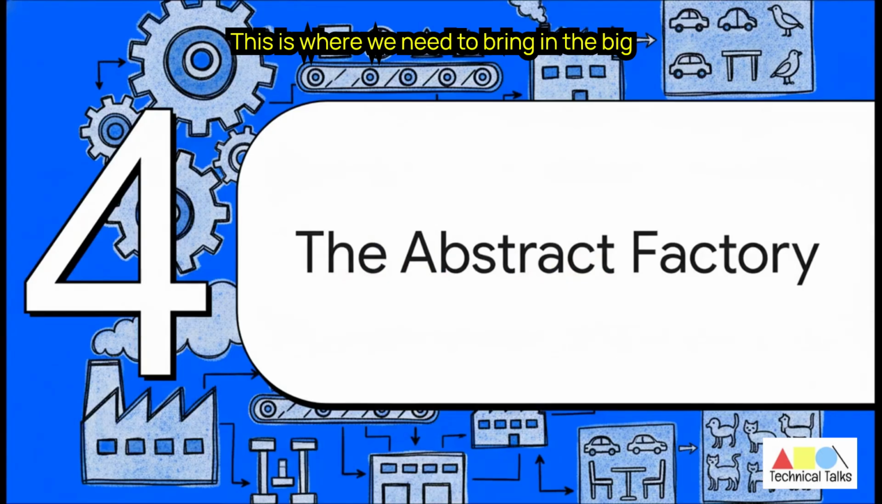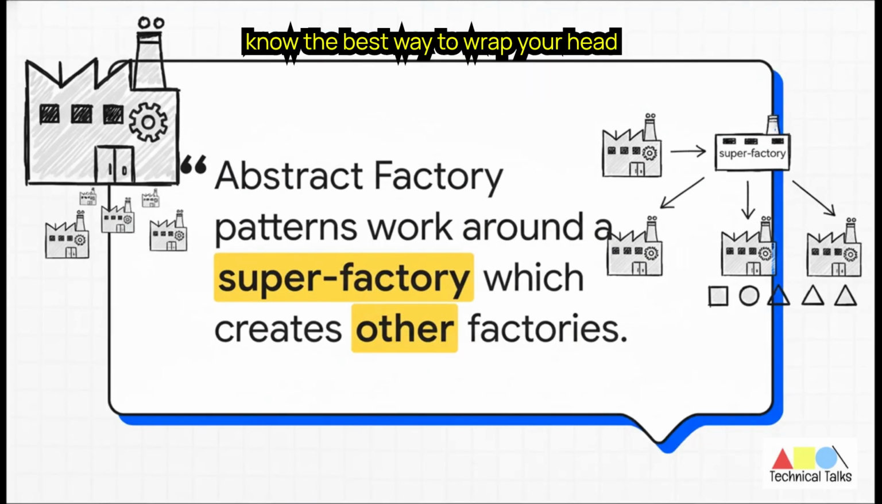This is where we need to bring in the big guns. And that brings us to our second pattern, the abstract factory. This pattern is built from the ground up to solve this exact problem, creating entire families of related objects and making sure they work together perfectly. You know, the best way to wrap your head around this is to stop thinking about a factory that makes products and start thinking about a factory that makes other factories. It's like a super factory. It's a higher level of abstraction that decides which entire toolkit you're going to use.